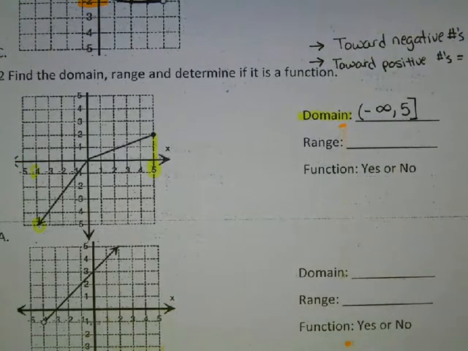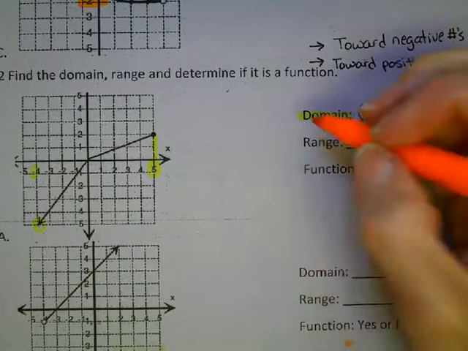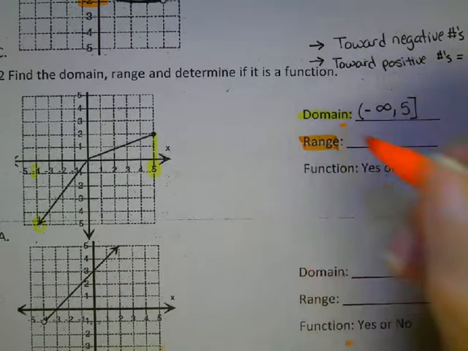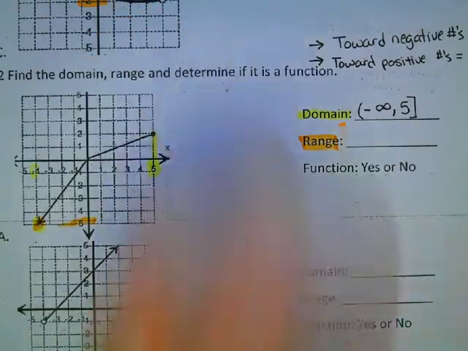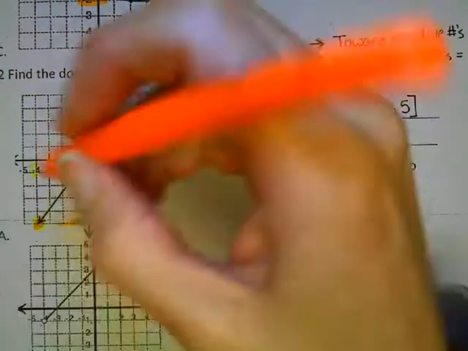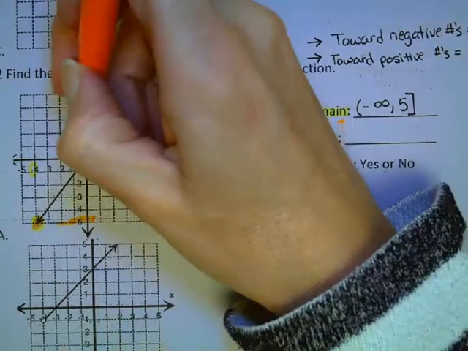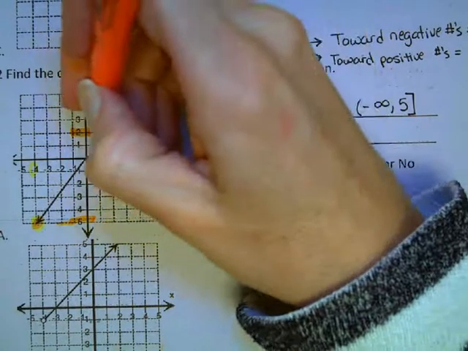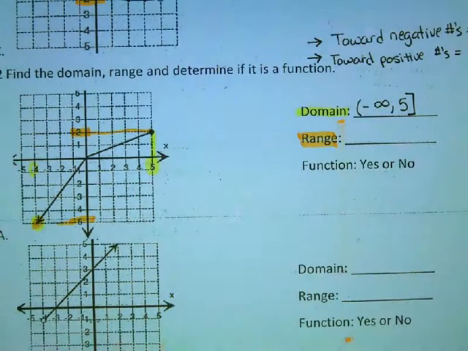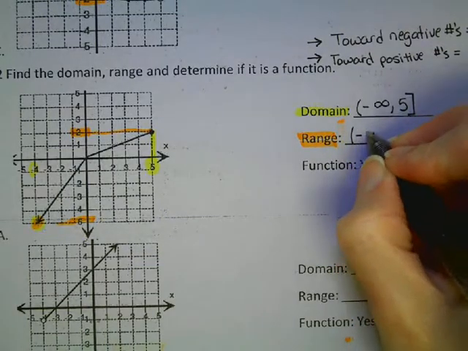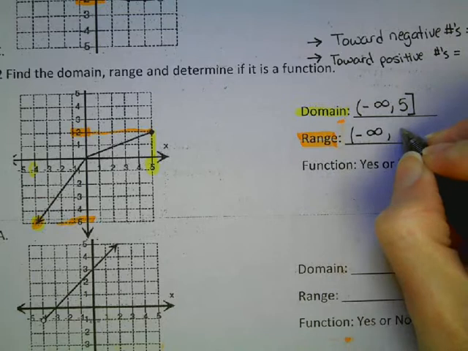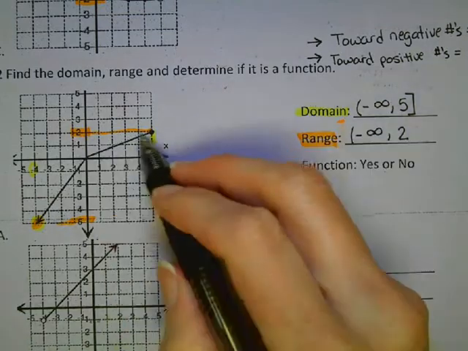Now let's look at our range. The range is the y value. The lowest point it looks like it goes to right here is negative 5, but again I have an arrow at negative 5. The highest point it looks like it gets to here is 2. So I'm going to say, since it's going negative, it keeps going, that'll be negative infinity to positive 2, and at 2 we have a solid dot, so I'll put a bracket.